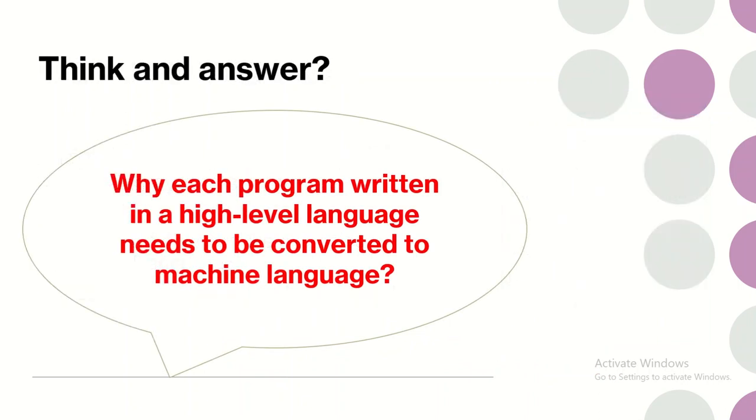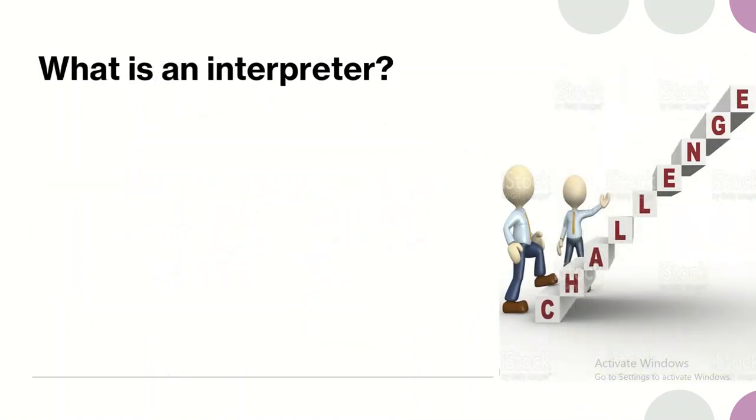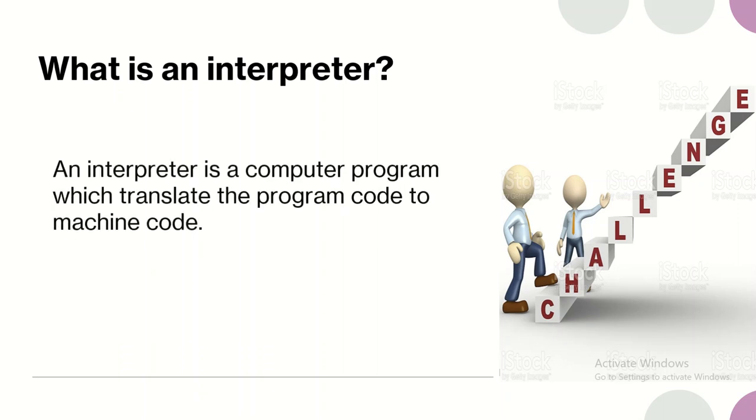Think and answer: why does each program written in a high level language need to be converted into machine language or binary code? The answer is also given, but before seeing the answer you must think by yourself and answer it. Now here is a challenge for you. What is an interpreter? As I discussed earlier, hope you know the definition of the interpreter. An interpreter is a computer program which translates the program code to machine code. Very simple, as I discussed earlier.